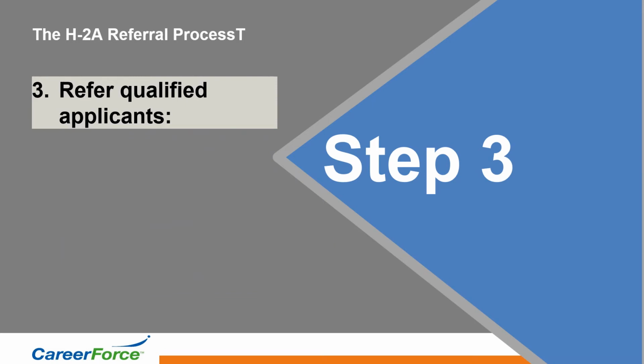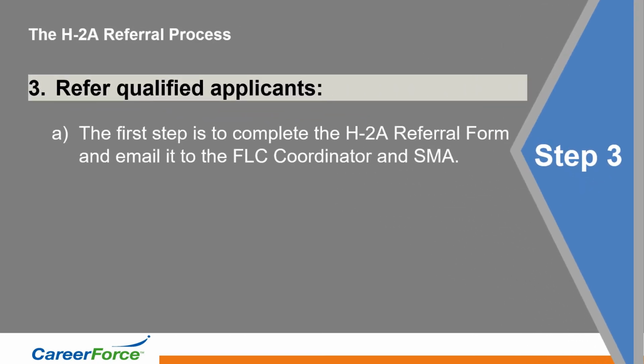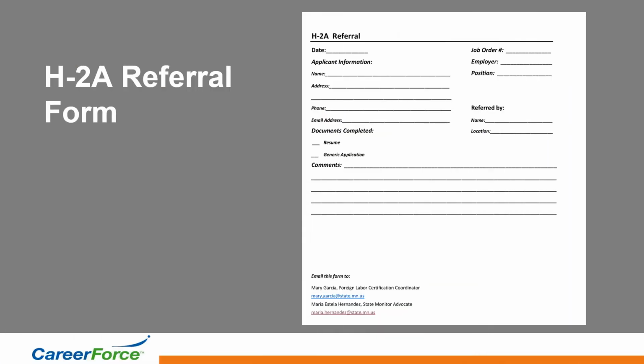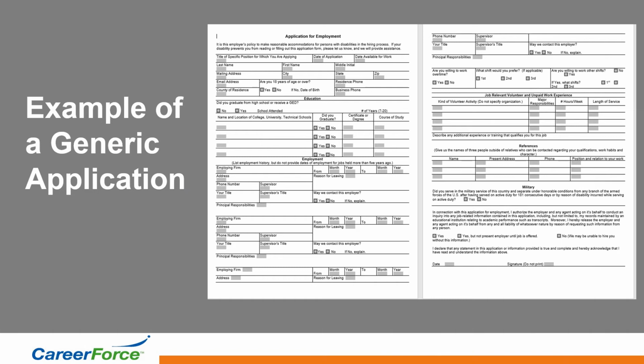Step 3. Refer qualified applicants. A. Complete the H-2A referral form and email it to the FLC coordinator and SMA. On the screen is an image of the H-2A referral form. B. Applicant completes and provides necessary documents. If the applicant does not have a resume, she or he can complete a generic application. Here's an example of a generic application.